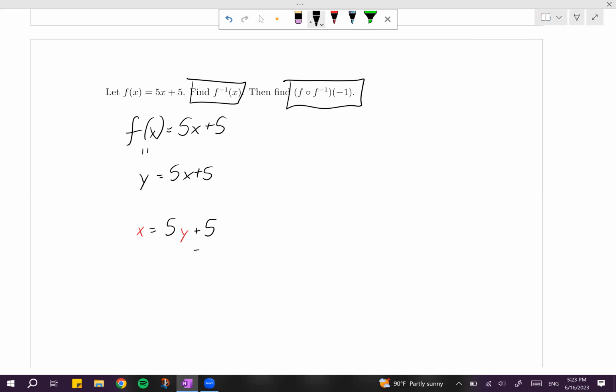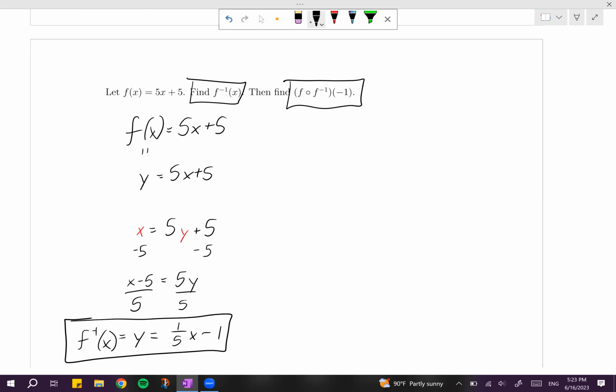So to do that, I'm going to subtract 5 from both sides. I'm going to get x minus 5 is equal to 5y. I'm going to divide by 5, and I'm going to get y is equal to 1/5 x minus 1. All right. This is my f inverse right here.